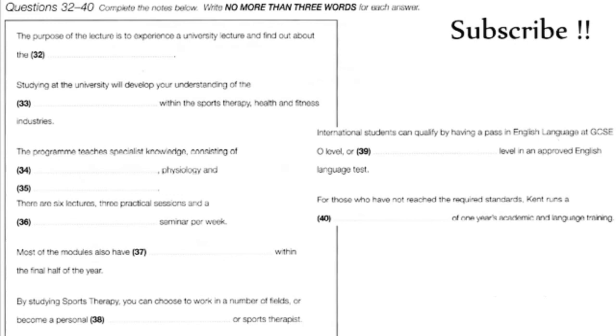There are some requirements you need to fulfill to enter this course. International students can qualify with the following: school certificates and higher school certificates awarded by a body approved by the university, matriculation from an approved university with a pass in English language at GCSE O level or an equivalent level in an approved English language test, passing one of Kent's foundation programmes, provided that you meet the subject requirements for the degree course you intend to study, or an examination pass accepted as equivalent to any of the above.